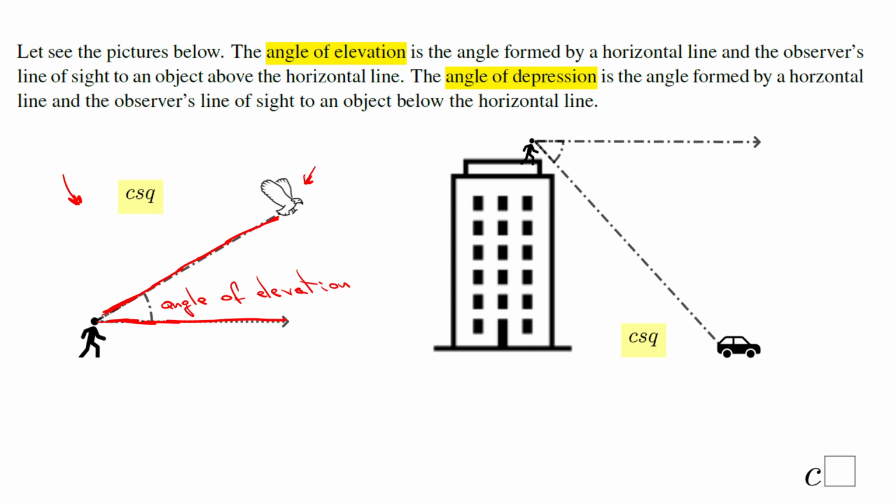On the other hand, in this picture you notice the observer is on the top of the building and is looking down. This is the line of sight, and this is a horizontal line. This is the angle of depression, how we call it.